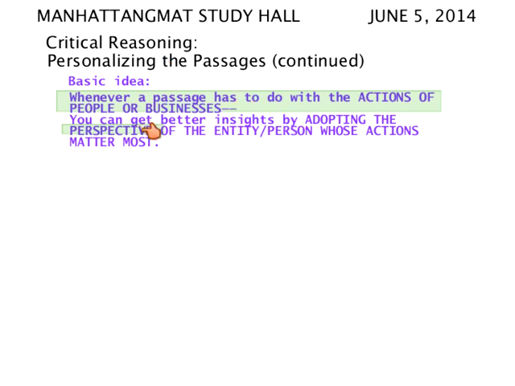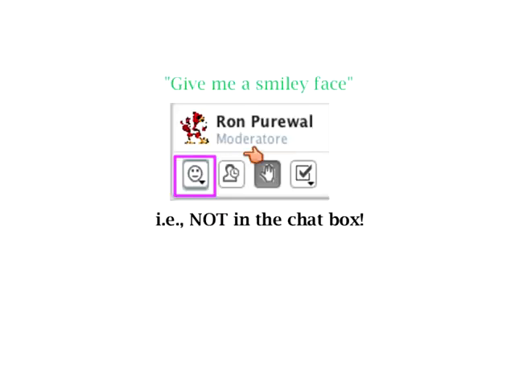And what we mean by that is adopting the perspective of whoever's actions determine the outcome of the passage most directly. If you've seen the previous couple editions of the study hall, you'll already know the kinds of things I'm talking about. If not, you'll see it as we develop these problems.